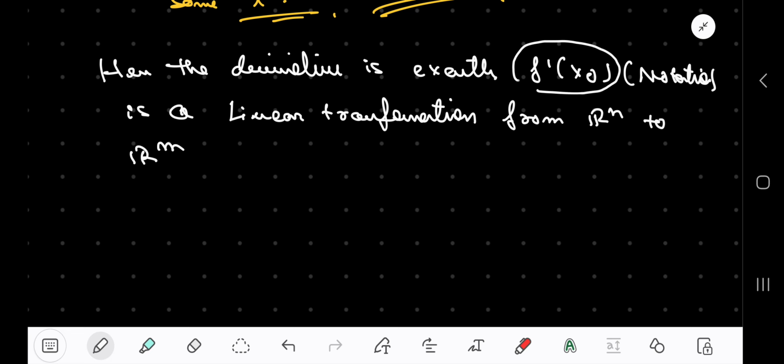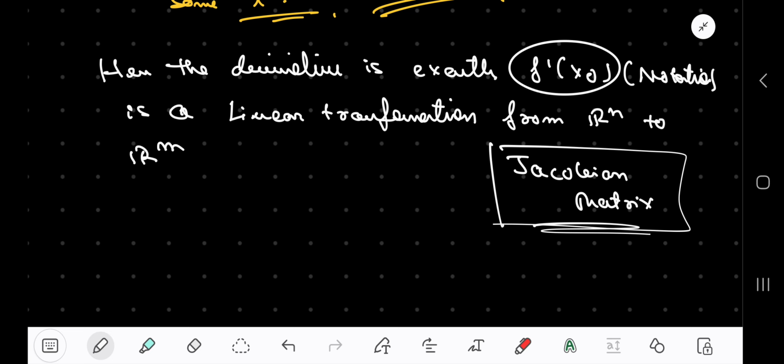We will be able to have a matrix associated to this derivative, which we call the Jacobian matrix. We will do it later, and this will make computation using derivatives much easier.